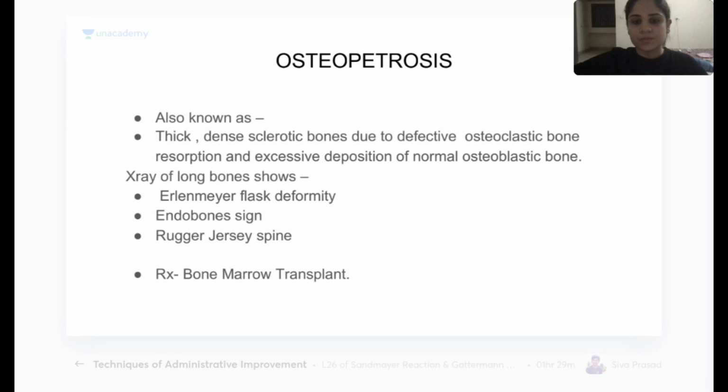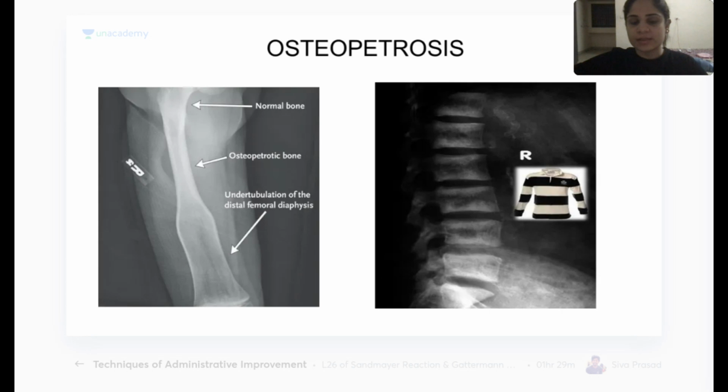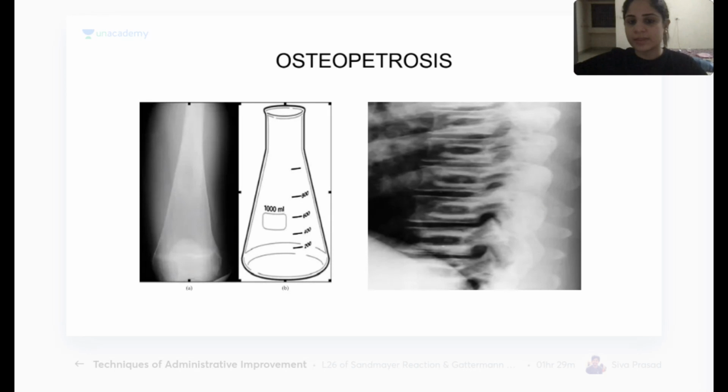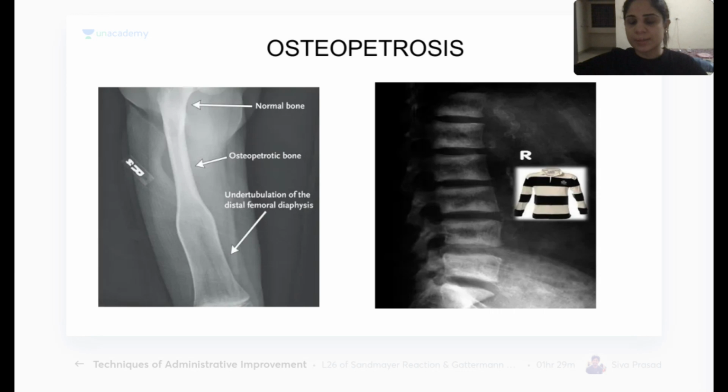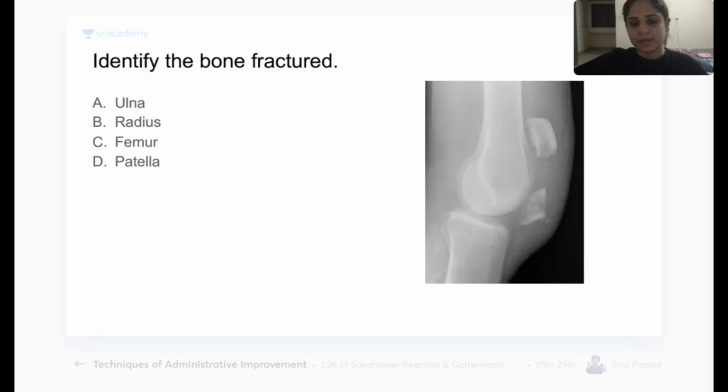Now, this one we already did: osteopetrosis, marble bone deformity, endobones appearance, champagne glass deformity, and rugger jersey spine. In this case, identify the bone fractured over here. Simple one. Okay, all of you have answered it correctly, so I'll stop the poll over here only.